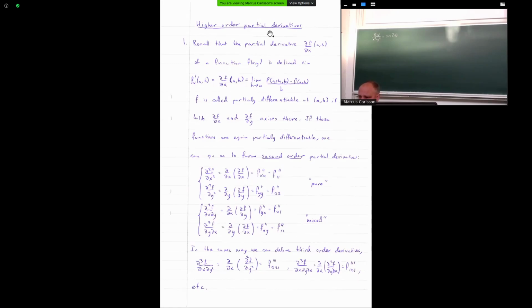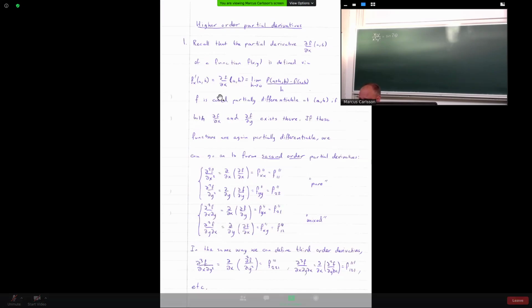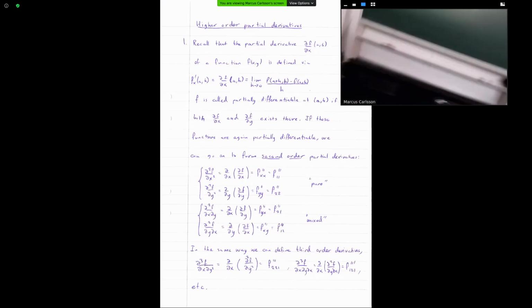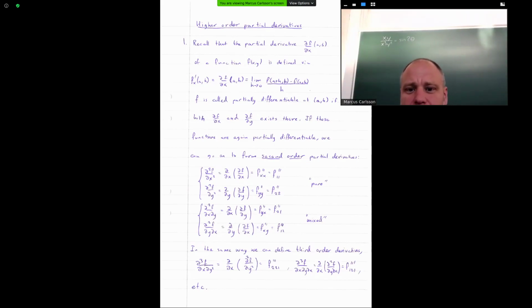So, higher order partial derivatives. We have already discussed what a partial derivative is, right? You can differentiate with respect to x or with respect to y if you're in two variables, x and y. Put the camera here so you can see me. Okay, so this we covered already.